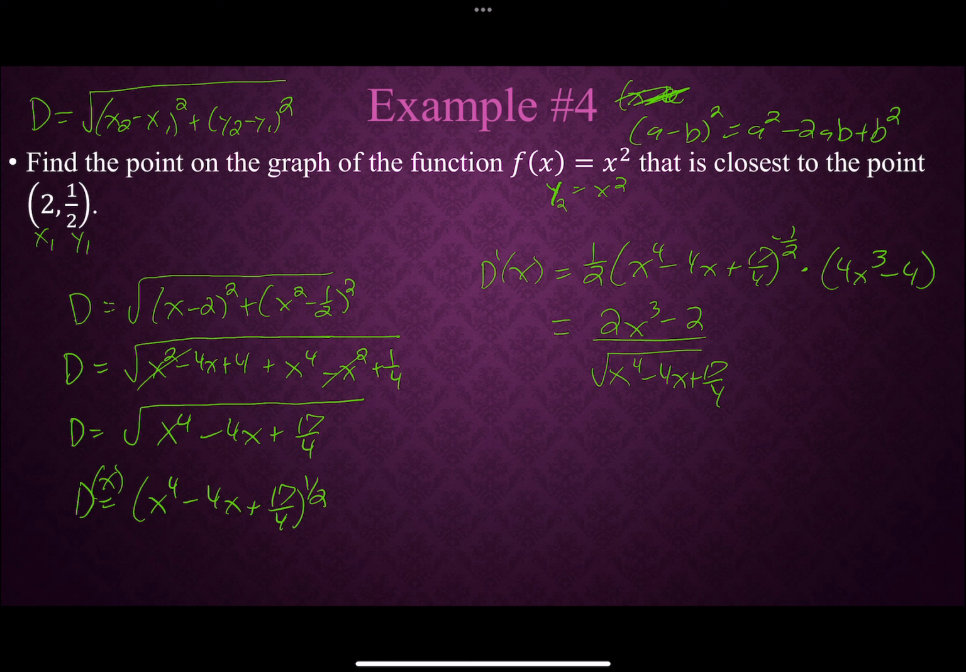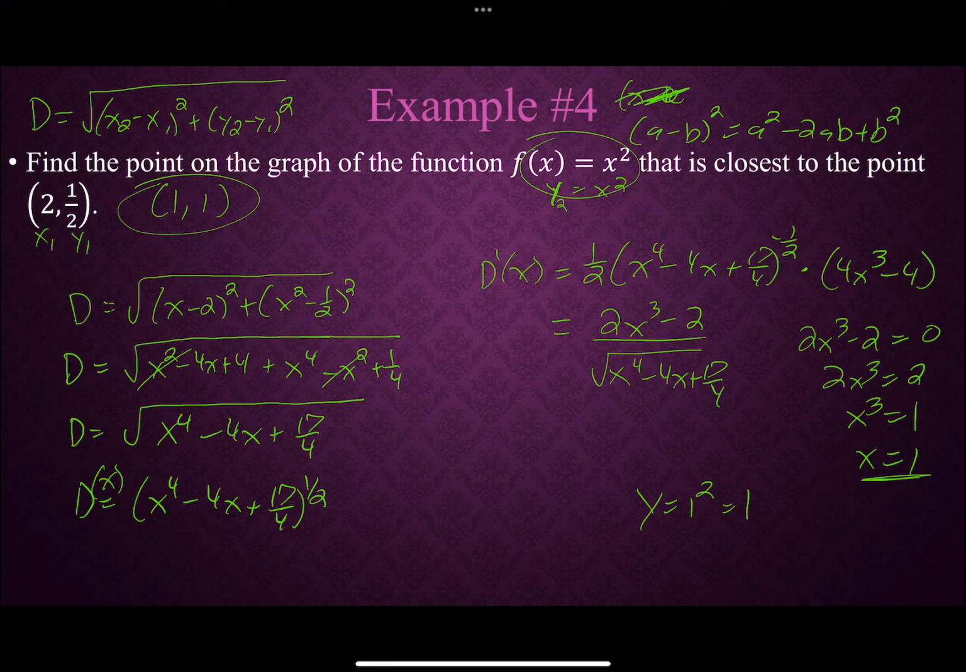So we want to solve this. We're going to solve the top: 2x cubed minus 2 equal to 0. That's going to give us x cubed equals 1, which means x equals 1. We should also consider the inside portion of the radical. The x to the fourth minus 4x plus 17 fourths, set that equal to 0. That would require a calculator, and we get an error message. That's not solvable, so it's not relevant. So x equals 1 is the location of the closest point. Since y is equal to x squared, y would equal 1 squared, which is 1. So the closest point is the coordinate point (1, 1).